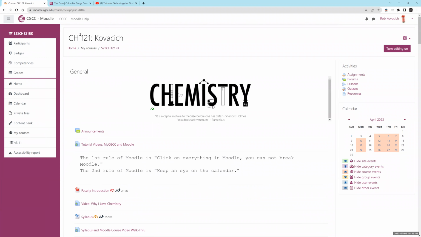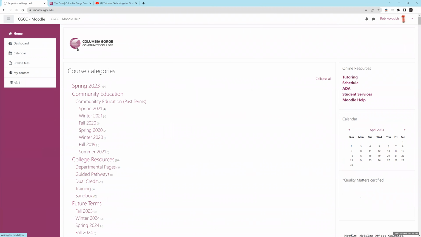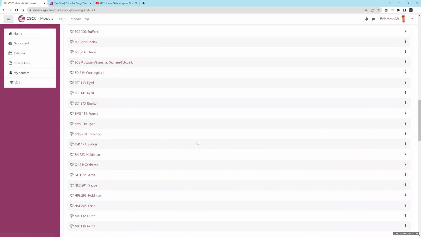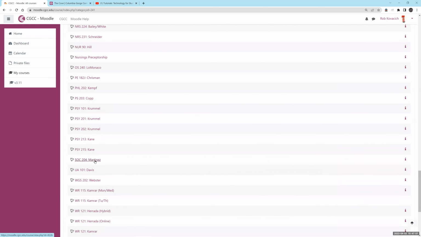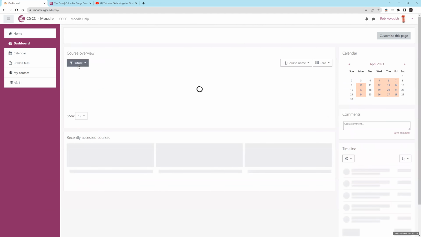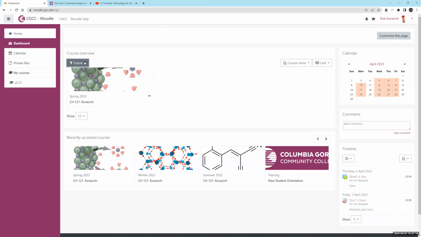The other way to find your class is you can click on home at any time. That'll take you to the main page. And here are all the spring 2023 classes. So if you're in Art 212, there it is right there. If you're in Soc 204, there it is. The other way to find it is to click on your name and click on Dashboard. And you can click on this drop down box here.